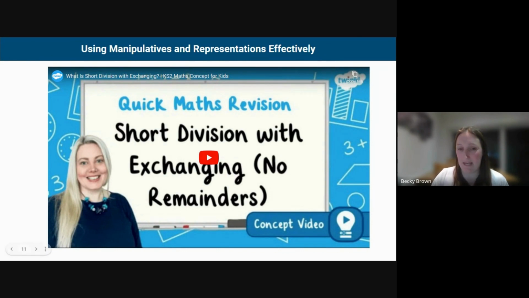I'm going to play it from the beginning because there's a nice little bit of vocabulary, which we'll talk about in a minute. There's a little bit about vocabulary, and then you'll see the presenter going through using place value counters alongside the abstract. So it's just a little way to show you. Right, okay, let's have a look.